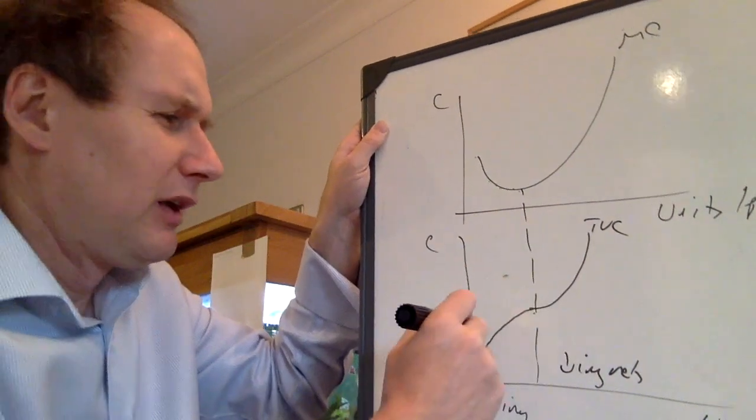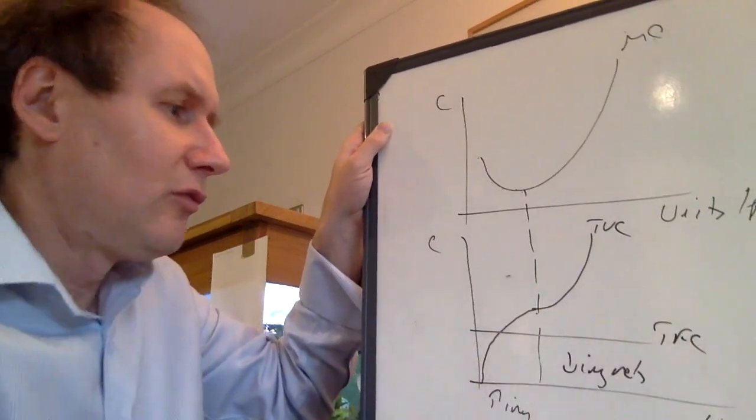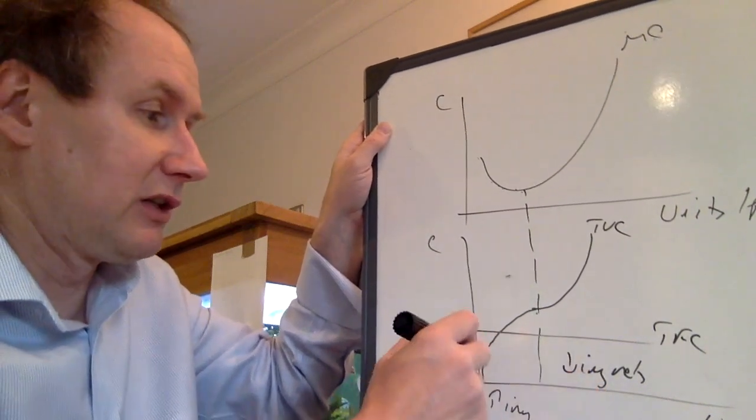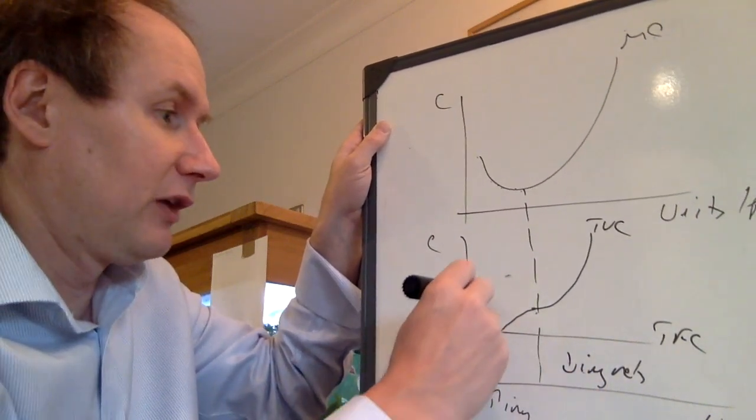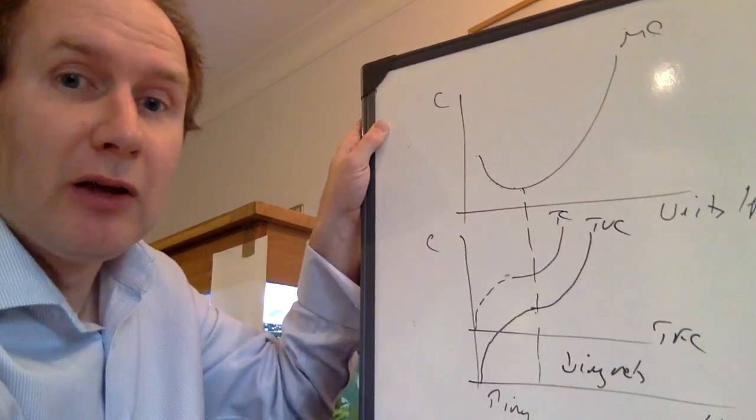And then the last thing we did, I don't know whether we actually did this in the lesson, but I think we did it right at the end. We said, suppose that's total fixed cost. Well, total cost must be the two added together, total variable plus total fixed. So your total cost looks like that. And we'll come back to that in the next lesson.